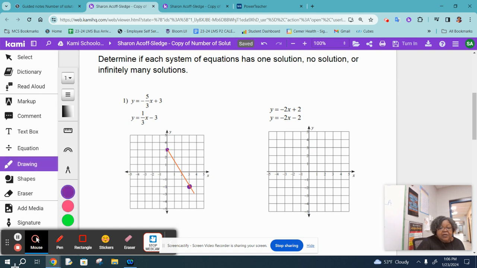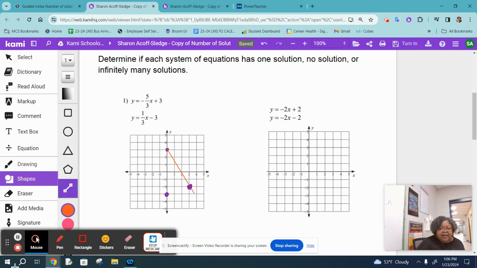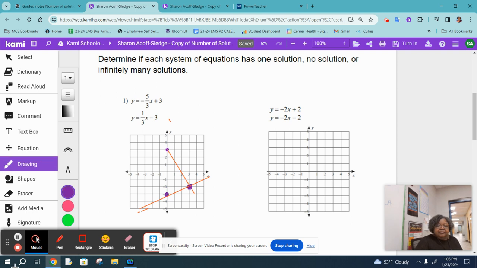Okay, now this one, negative 3, and my slope is 1 over 3: 1, 2, 3. Thankfully, they went right through there. So I don't have to tell what the solution is. I just have to tell how many solutions. So it intersects in one place. So how many solutions do I have? 1. So this is a one solution.